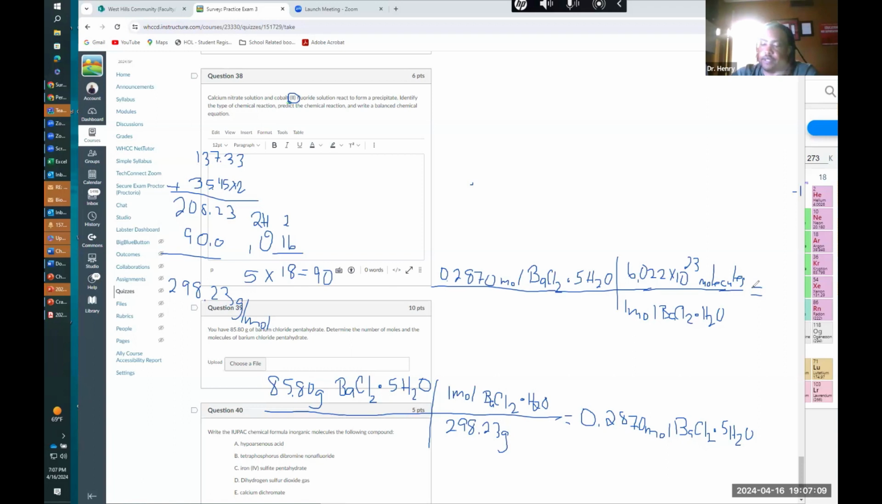So then we'll get 0.287 times 6.022 EE23. So you're ending up with 1.728 times 10 to the 23rd molecules. Molecules. Yep. I ran out of room, I hate when I do that.